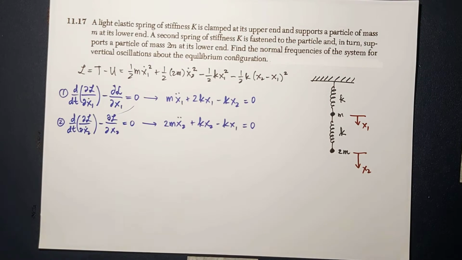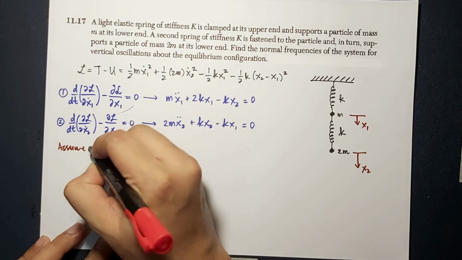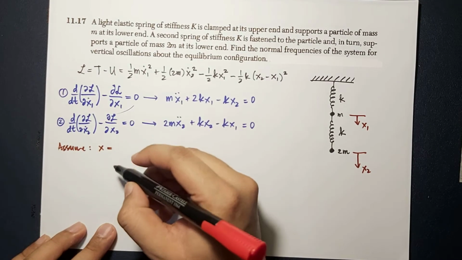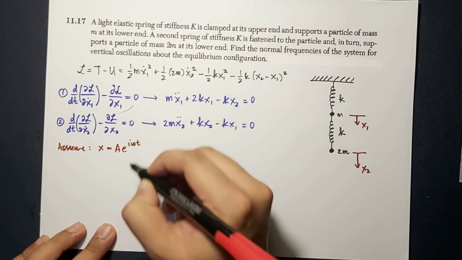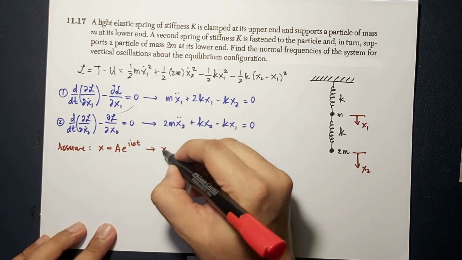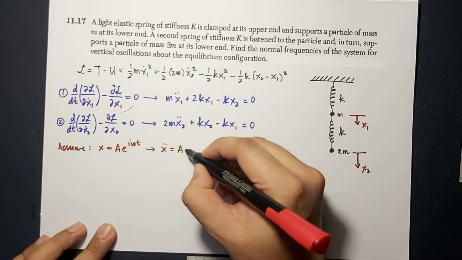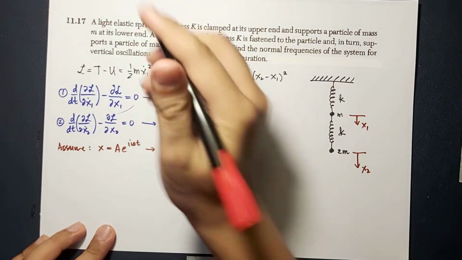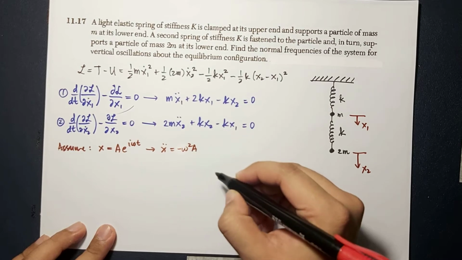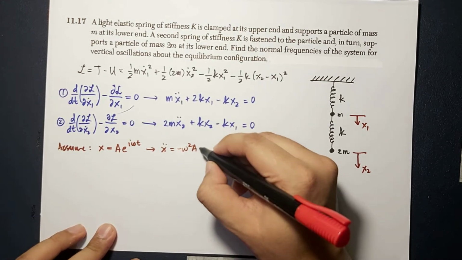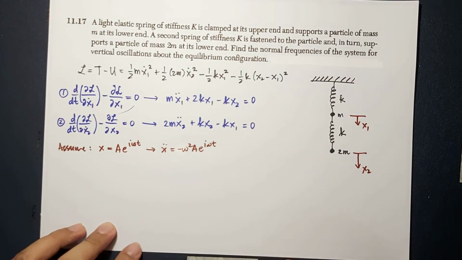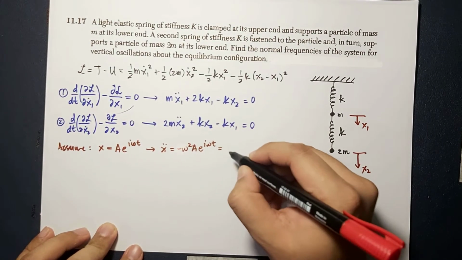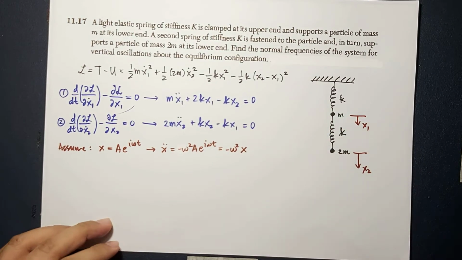Okay, so we can solve this. We can solve for x1 and x2 in various ways. In this case, we're going to assume a solution of the form x equals a e to the i omega t, so that x double dot is, sorry, it should be negative omega squared a e to the i omega t, which is equal to negative omega squared x.